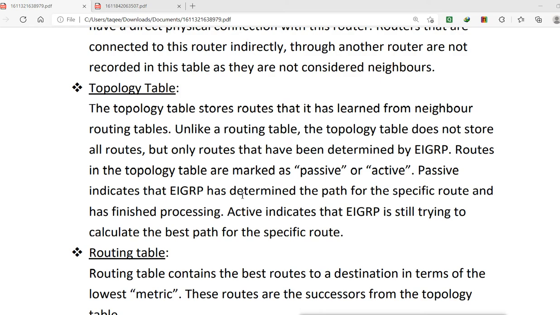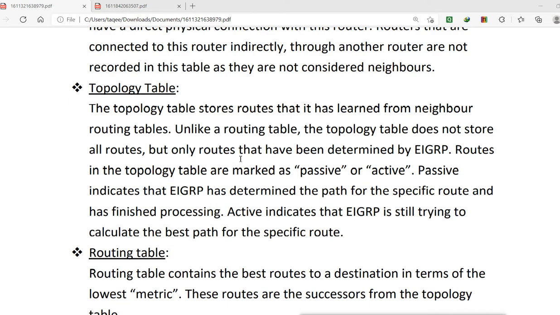From which neighbor we can reach another router, or whether the network is directly connected to our router. So whatever, it creates this topology, and unlike a routing table, the topology table does not store all routes but only routes that have been determined by EIGRP. Now routes in the topology table are marked as passive or active. Passive indicates that EIGRP has determined the path for the specific route and has finished processing, and active indicates that EIGRP is still trying to calculate the best path for the specific route.